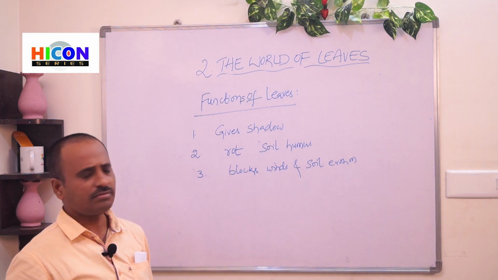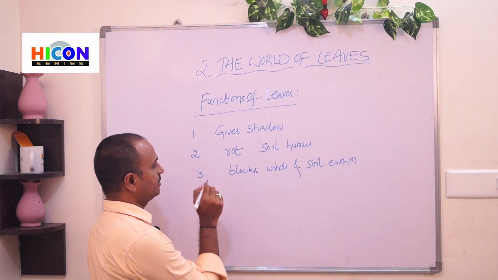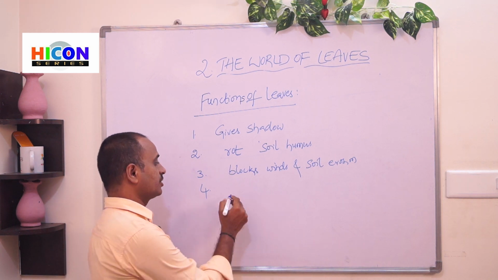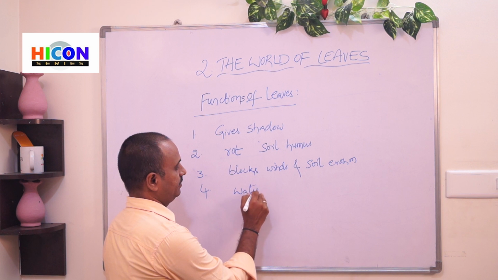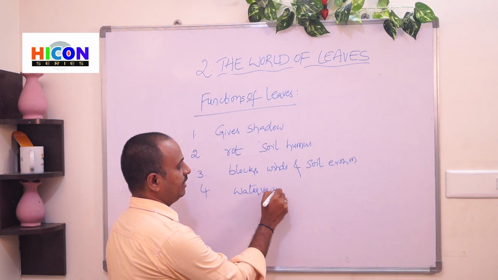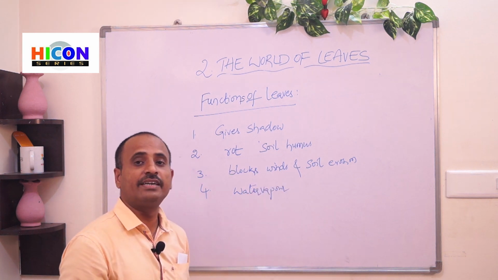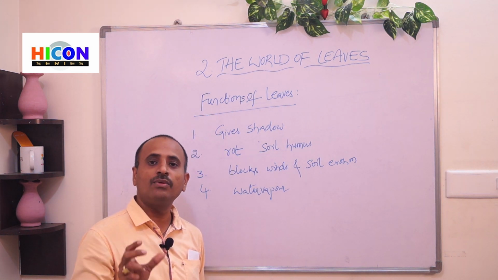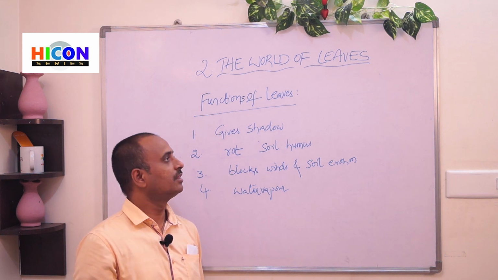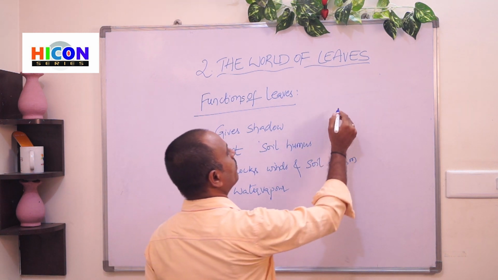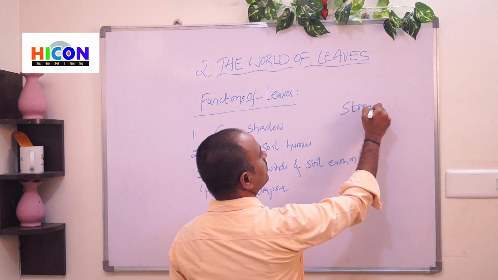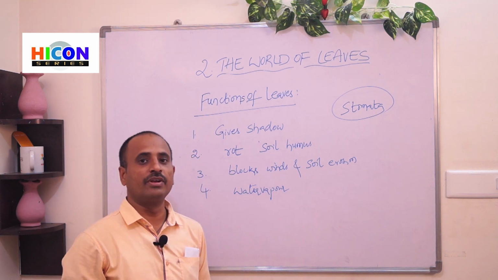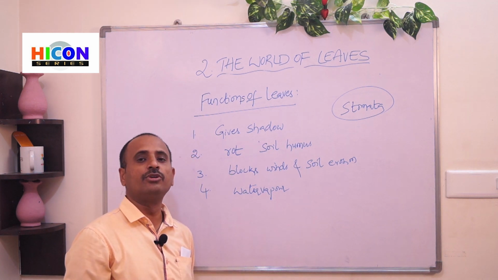Next, another function is that they respire. That means they give out water vapor. The leaves have small pores on their surface. The small pores are called stomata, and these stomata give out water vapor into the atmosphere.